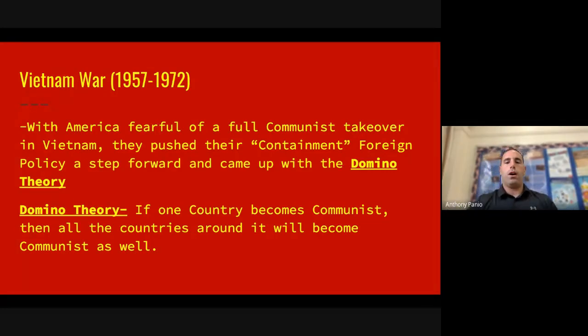Okay, so America is fearful of a full communist takeover in Vietnam. So they pushed their containment policy a little bit further, and they went to something called the domino theory. Now, understand, Vietnam was interesting, because when we came out with containment, Vietnam wasn't really an independent country. So containment doesn't really work for Vietnam. So under containment, we can't say we're trying to prevent communism from spreading in Vietnam, because it wasn't originally communist. So we try and take it one step further to the American people, and we go over this idea called the domino theory. And the idea is, if one country becomes communist, it's a lot more likely that the rest of the area and the countries around it will become communist as well.